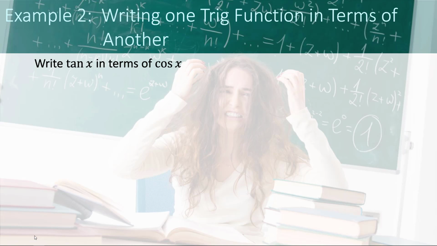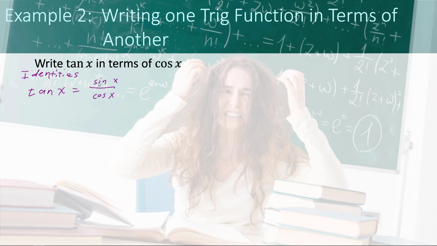Here is our second example, and once again we're going to do this in two ways. The first way is using the identities. Now we want to write tangent in terms of cosine. The first thing we can do is use the quotient identity, and we have that the tangent of x is equal to sine divided by cosine. Probably need to conclude the argument there.